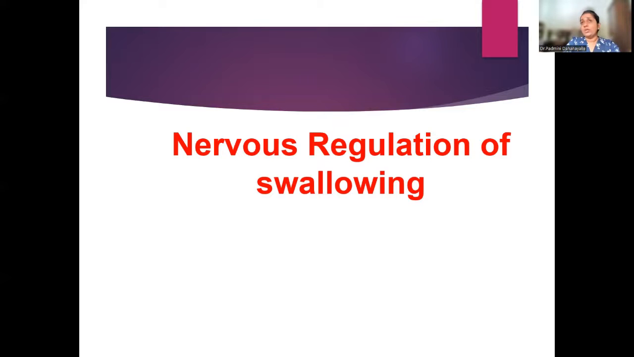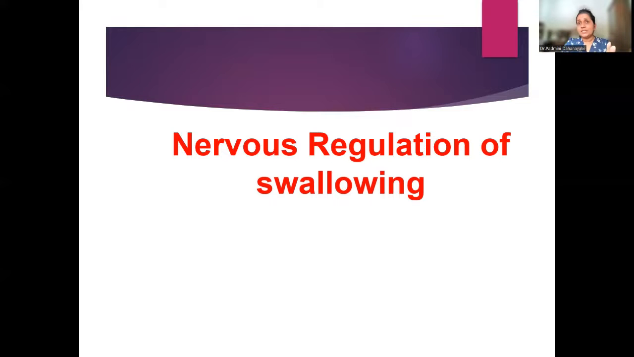Now we are going to learn about the nervous regulation of swallowing. We have discussed the stages of swallowing. If I were to summarize the whole lecture so far, what are the things we have learned? I told you swallowing is a very complicated mechanism because it has a common pathway, the pharynx, both for the swallowing process as well as for respiration.